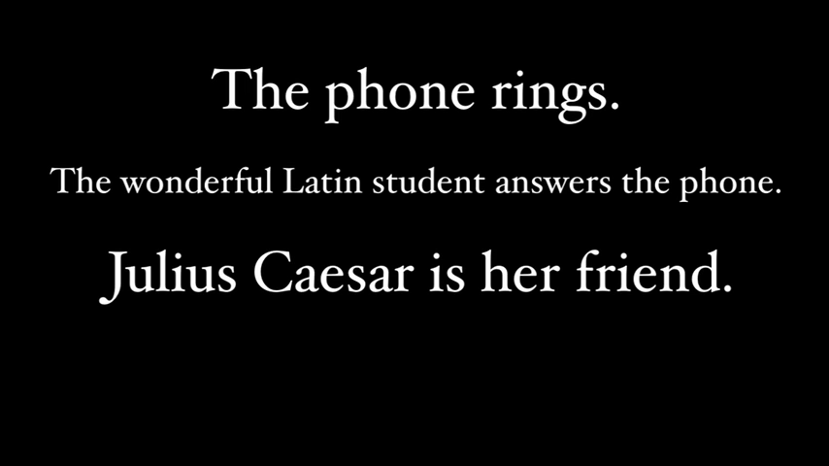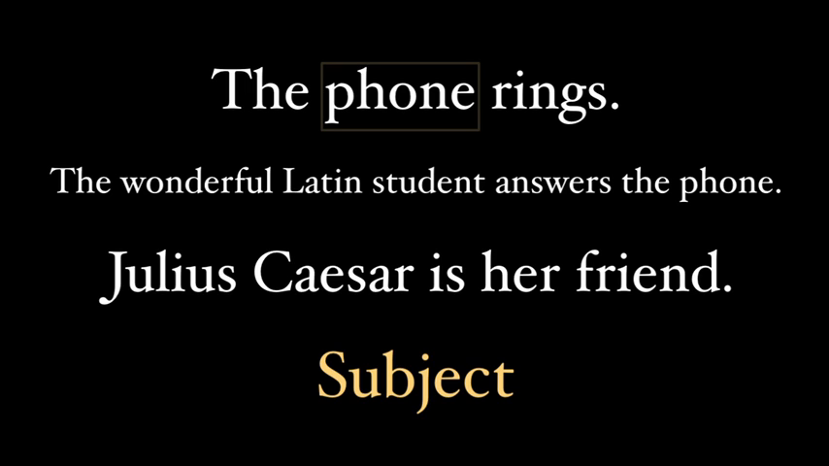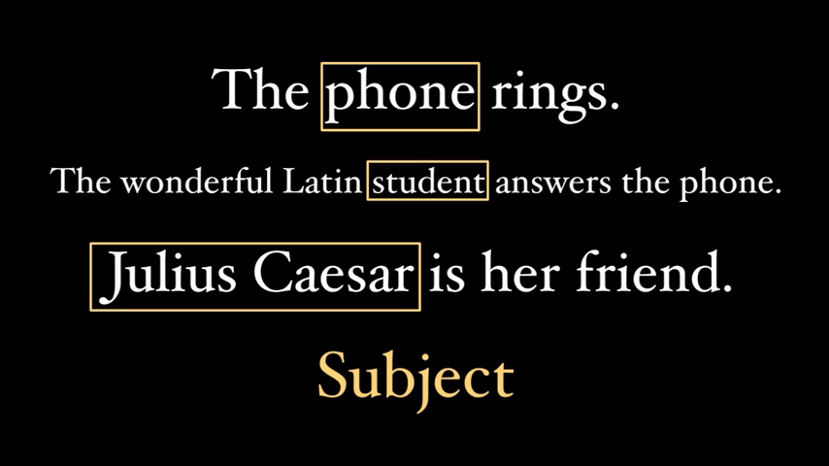Every verb is going to have a subject, a noun that controls the verb, kind of like how a captain controls a boat. Our subjects in these sentences in English almost always come right before the verb. And in our sentences, it's the noun that does the action. So our subjects are phone, student, and Julius Caesar.